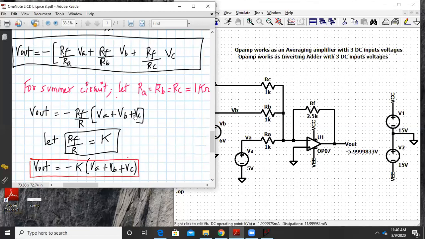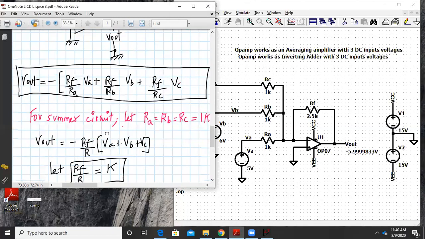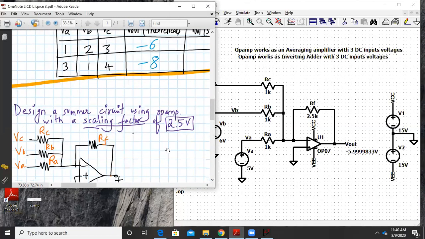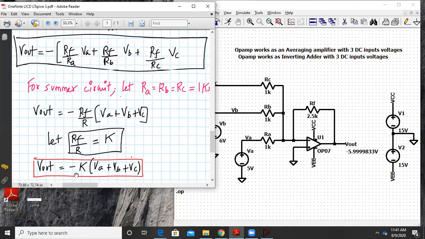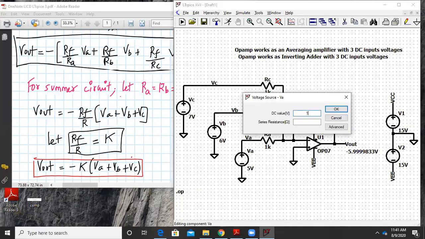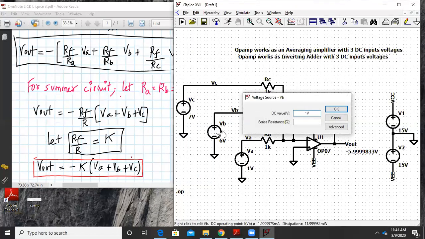So let us try that. Right now we have given RA, RB, and RC as 111K and RF as 2.7K. That means this summer circuit has a scaling factor of 2.5. So the output will be V out is equal to minus 2.5 times VA plus VB plus VC. So let me give VA as 1 volt, VB as 1 volt, and VC also as 1 volt.